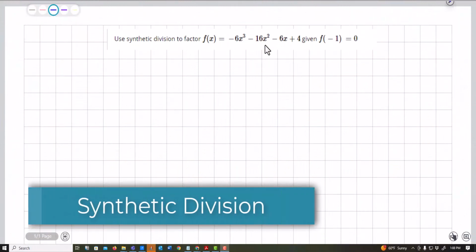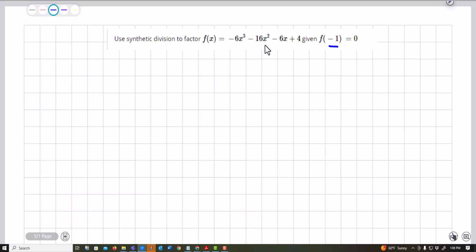Okay, let's see how to do this synthetic division. So you're given this x value that you start with on the outside, and then you're going to take every coefficient and write the coefficient on the first line. And a lot of times you'll see it written like this, and then all this is in table format. So this coefficient, -6, then -16, -6, and then 4. And now from here, you do your calculations.